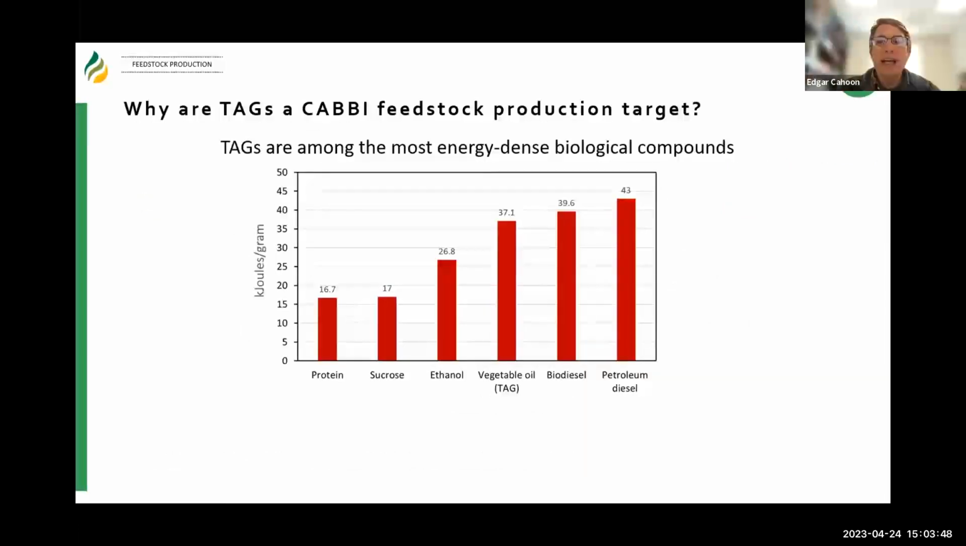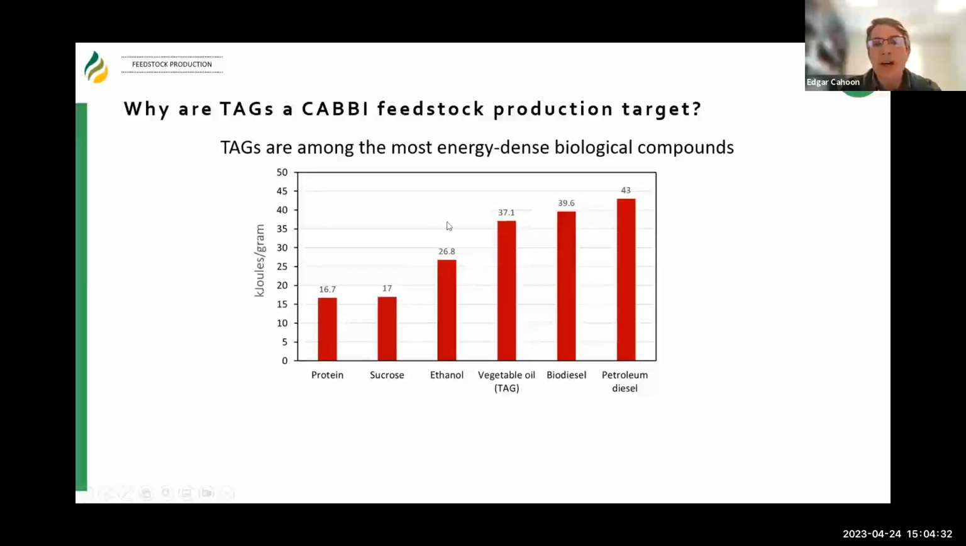And why do we actually care about TAGs at CABBI? In terms of bioenergy, TAGs are really among the most energy-dense molecules that exist in nature. You can see here a comparison of kilojoules per gram. A vegetable oil has about 37 kilojoules per gram. Sucrose has half of the energy in 1 gram that you get from TAG, and TAG is almost the same as petroleum diesel, and a little bit less than biodiesel, which is derived from the vegetable oil.